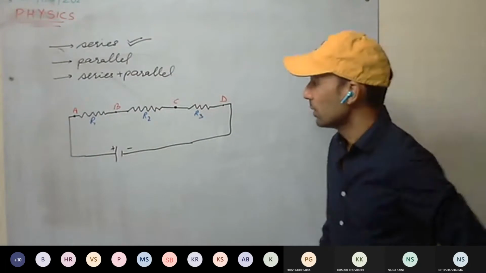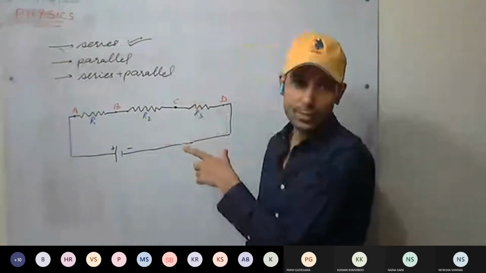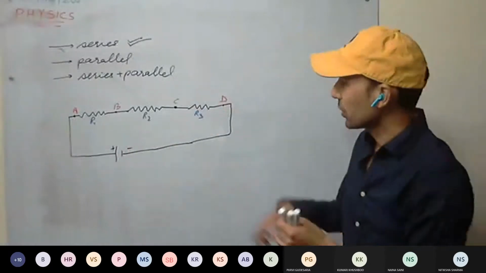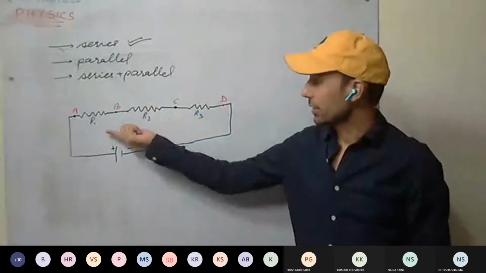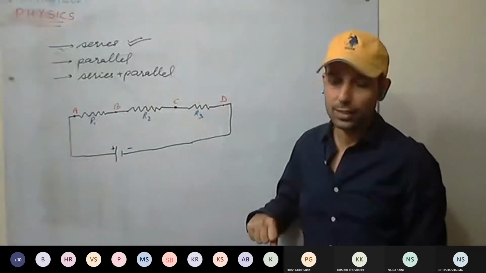Now in this circuit, what will be the equivalent resistance? That we have to calculate. That is, what will be the total resistance offered in this circuit?